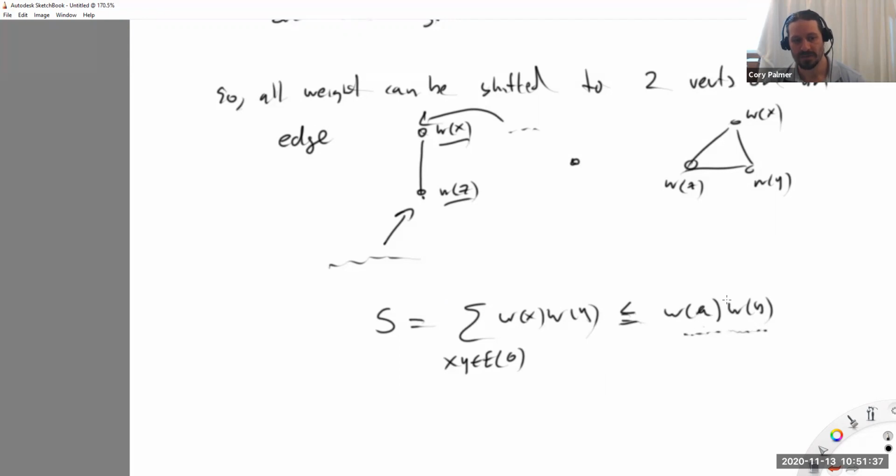And now I have wa times wb, and I know that wa plus wb is what? It's 1. Yes, all the weight has been shifted to those 2 vertices. So now I want to maximize the product of 2 numbers that add up to 1. When is that maximized? We can use AGM again or calculus. It's maximized when they're both equal to 1/2. So this is at most 1/4, right? 1/2 times 1/2 is at most 1/4. And that's what we wanted, right? S was bounded above by 1/4 and bounded below by e over n squared. So solve for e and you get that.